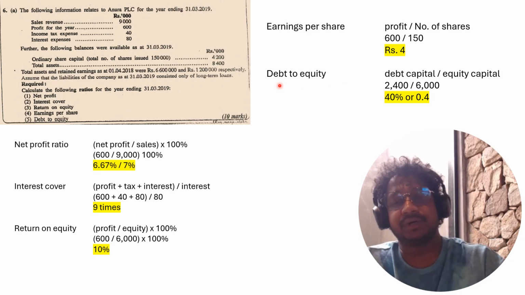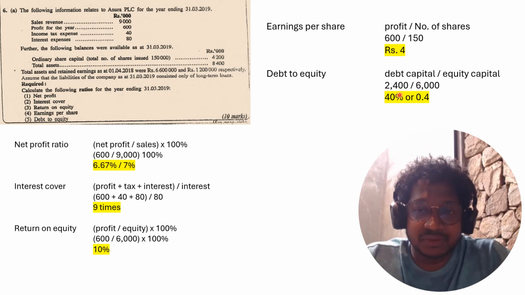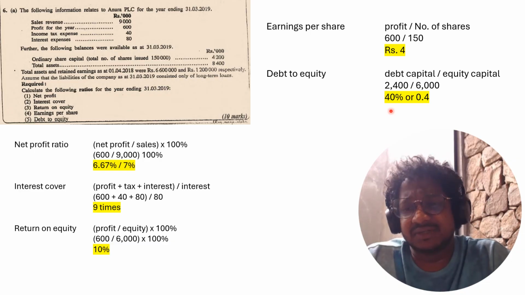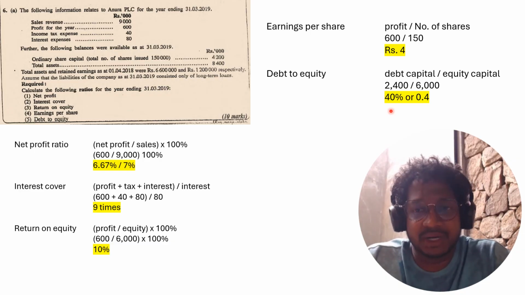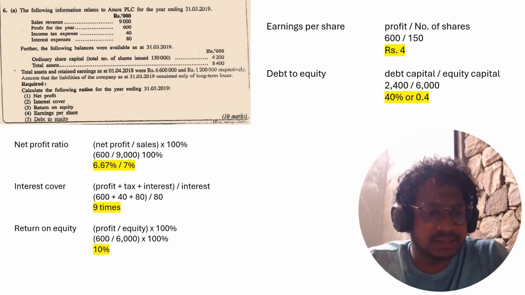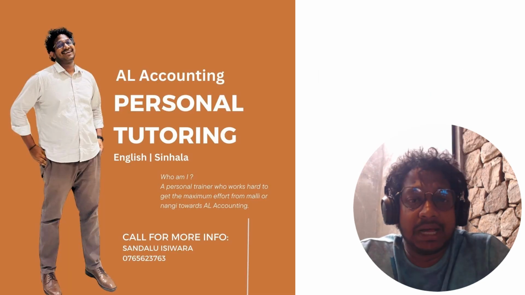So how to find the debt to equity ratio? Debt capital 2,400, you have to divide it by equity capital. So your debt to equity ratio is 40% or 0.4. Which means when the owners invested to the business 1, you are getting loan 0.4, right? So I think yes, that's it for 2000.